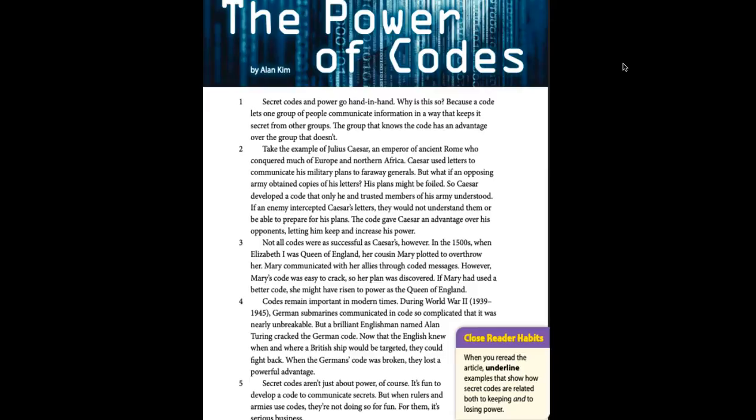Secret codes aren't just about power, of course. It's fun to develop a code to communicate secrets, but when rulers and armies use codes, they're not doing so for fun. For them, it's serious business.